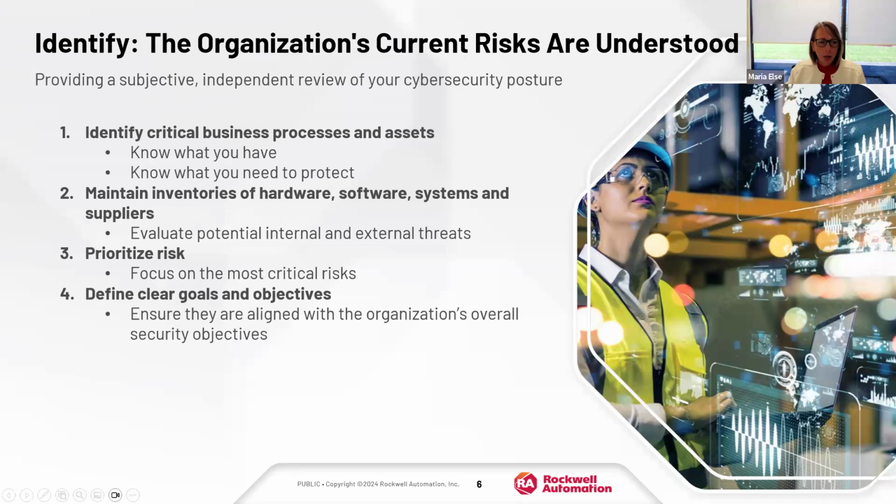So as you look to the next pillar, the next function, identify. So identifying the organization's risks, making sure that the current risks are understood, and then establishing where you need to go. Where am I today? Where do I want to be in the next 1, 3, 5 years? So being able to identify critical business processes and assets, from a physical asset to a people asset, because people are a critical part of your cybersecurity posture. So know what you have, know what you need to protect is going to be one of the key elements of the identify function.